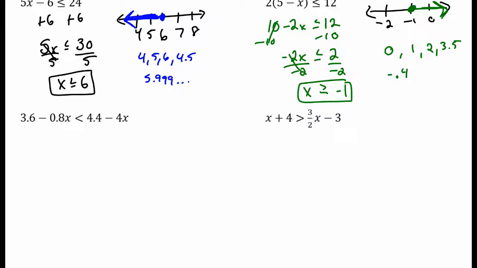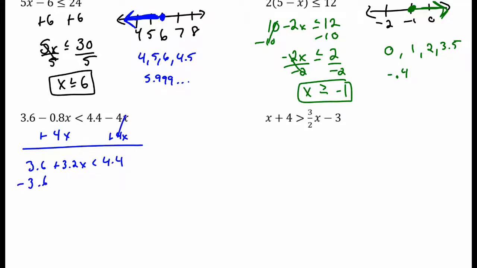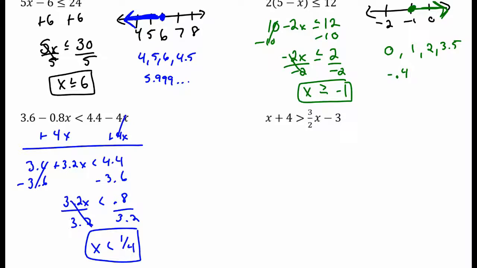So this next one looks scary because there's decimals, but luckily you've got a calculator to help you out. Let me add 4x to both sides so we avoid some negatives here. 3.6 plus 3.2x is less than 4.4. Subtract away 3.6. 3.2x is less than 8/10. Divide by 3.2. X is less than, if you simplify that, 1/4. X is less than 1/4. 0.25 also works as well.